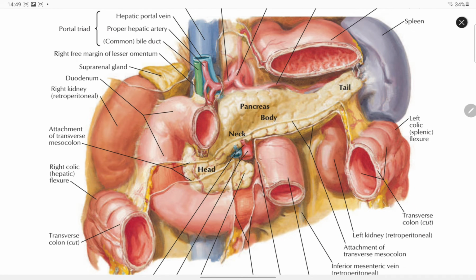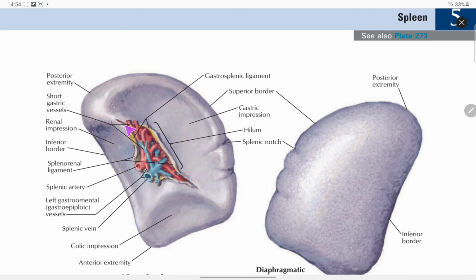So now talking about its visceral relations. The visceral surface of the spleen is related to the fundus of the stomach, the anterior surface of the left kidney, the splenic flexure of the colon and the tail of the pancreas. Actually, this is the intermediate border, not this one. There was a slight mistake. So this is the superior border, this is the inferior border, and this is the intermediate border.